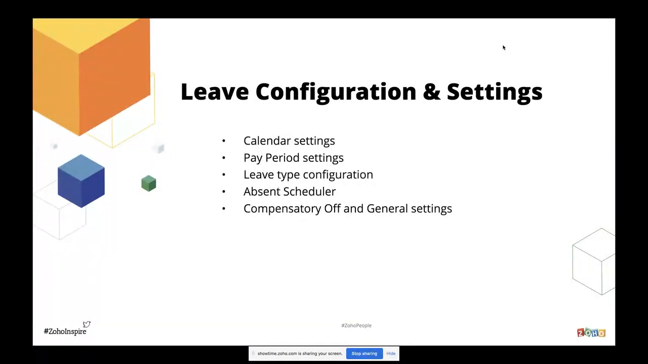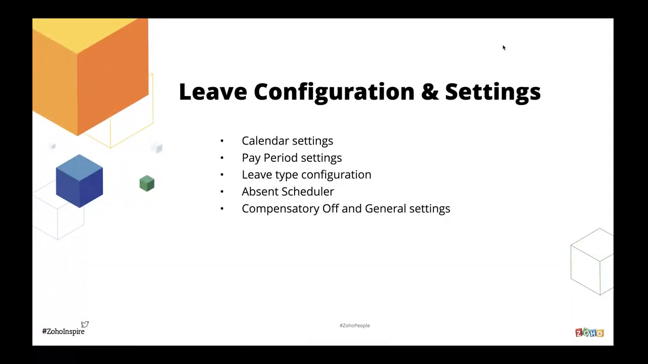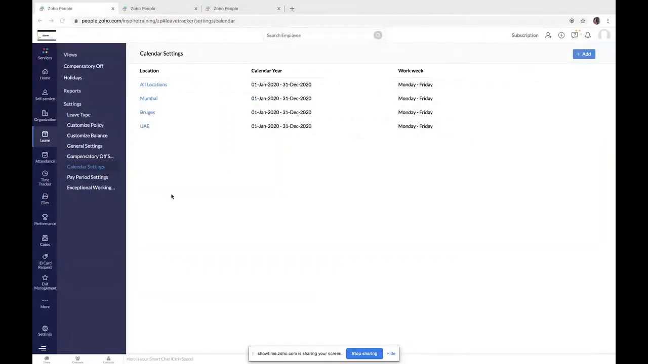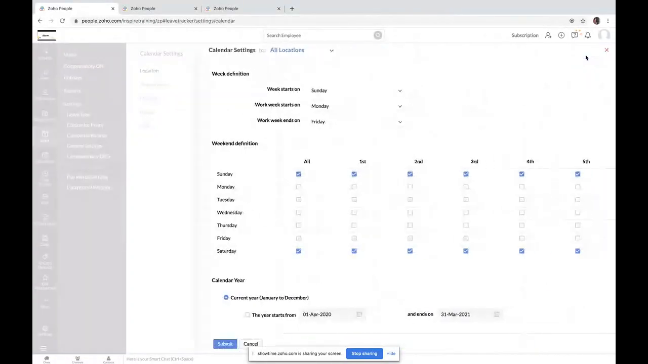So let us have a look at how to configure all these settings in the Zoho People account. Once the employee data, for example date of joining, location, department, designation, everything is made available in the employee database, we are good to go with the implementation of the leave module. The first setting is called the calendar setting. Here you can define the calendar setting for a specific location, or by default for all the locations.